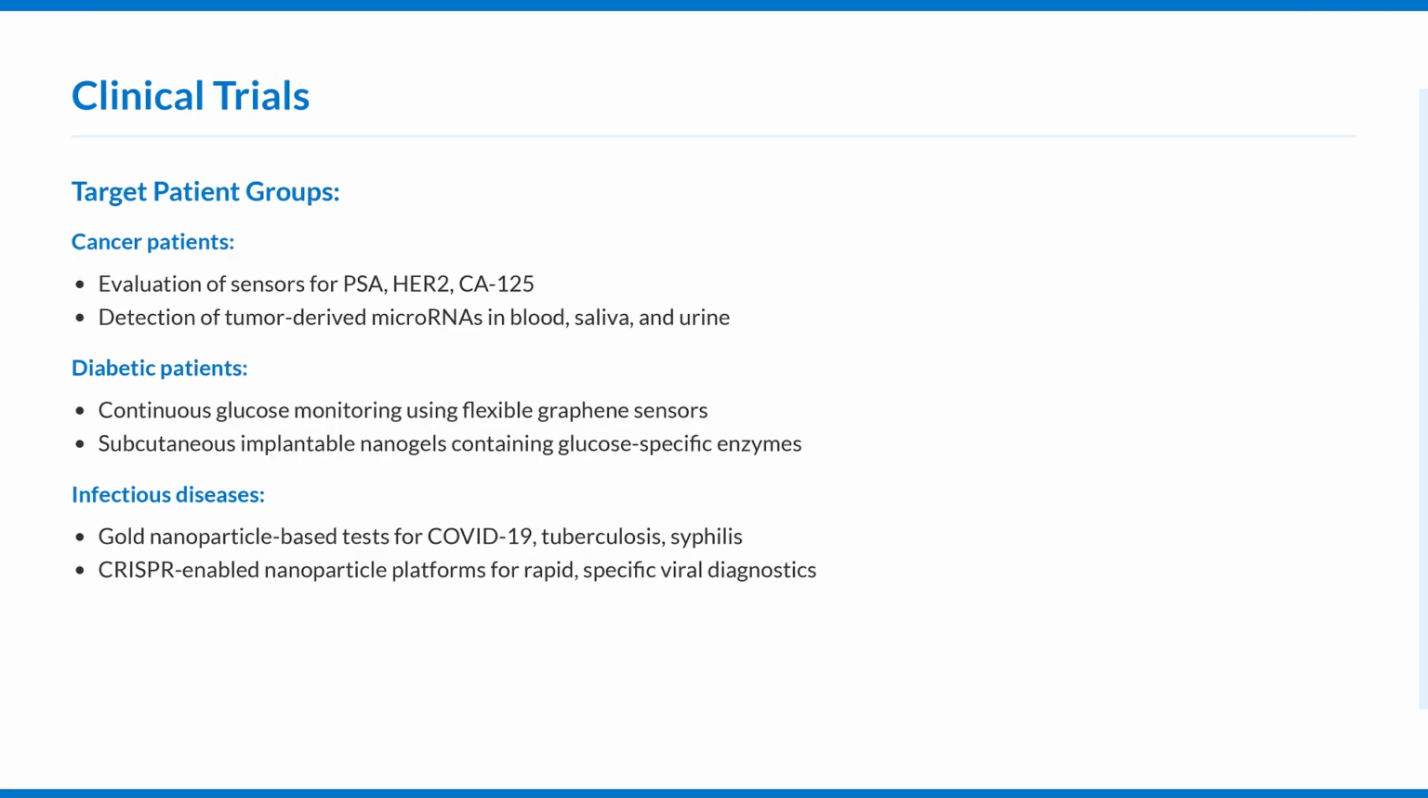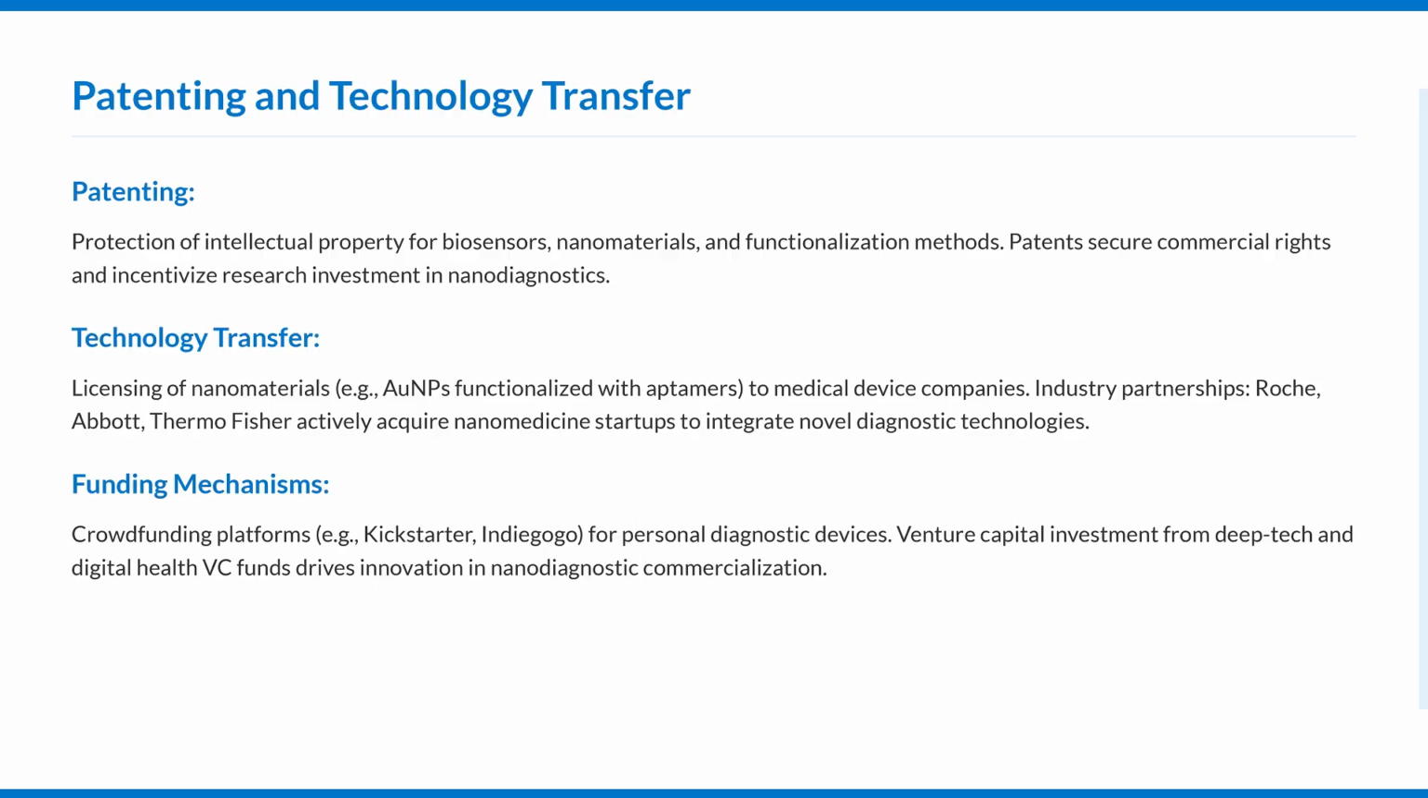Clinical trials. Target patient groups. Cancer patients, evaluation of sensors for PSA, HER2, CA125, detection of tumor-derived microRNAs in blood, saliva, and urine. Diabetic patients, continuous glucose monitoring using flexible graphene sensors. Subcutaneous implantable nanogels containing glucose-specific enzymes. Infectious diseases. Gold nanoparticle-based test for COVID-19, tuberculosis, syphilis. CRISPR-enabled nanoparticle platforms for rapid specific viral diagnostics.